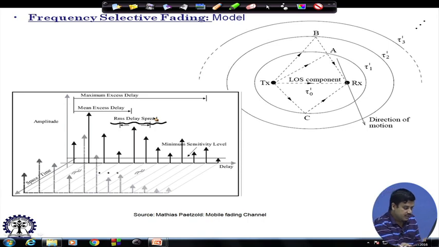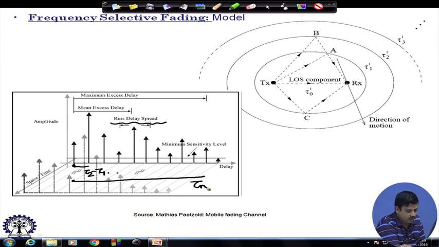So, we have already seen that this is having an excess delay of 0, because this is where the signal is appearing for the first time. This distance is the first excess delay. So, basically this is tau 2 minus tau 1. If we proceed, we are going to go to the last point, which is tau n minus tau 1.